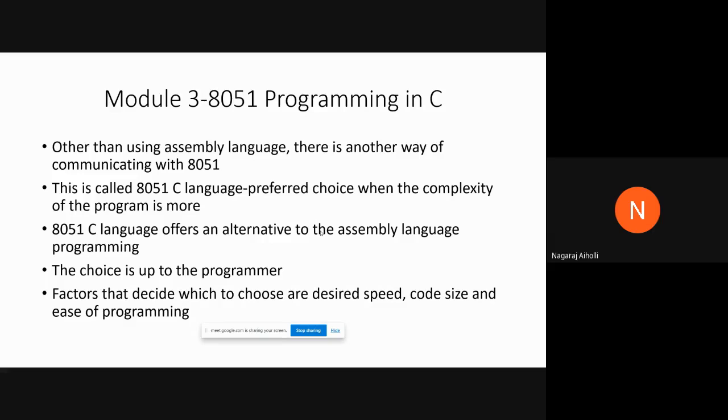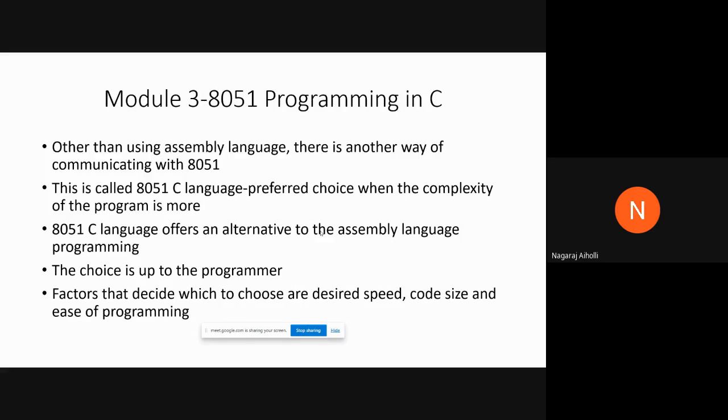Because in an assembly program the length will be more. We are using mnemonics there, right? And this 8051 C language is similar to the conventional C language. Whatever C language you have studied at your first year level, it is just an extension of that. So most of you are already familiar with C language. It becomes easier to write the program in 8051 C language as compared to writing the program in assembly language.